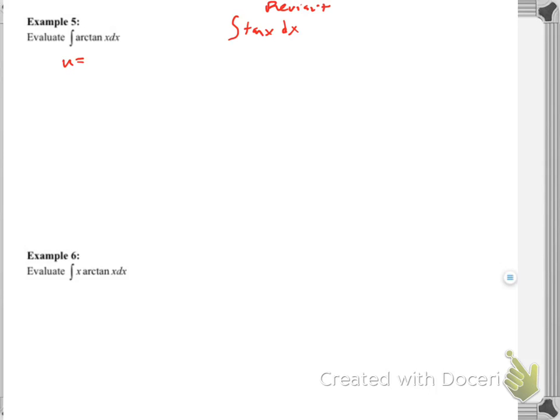By the way, remind me to revisit the integral of tangent of x. That's something I want to keep in mind.